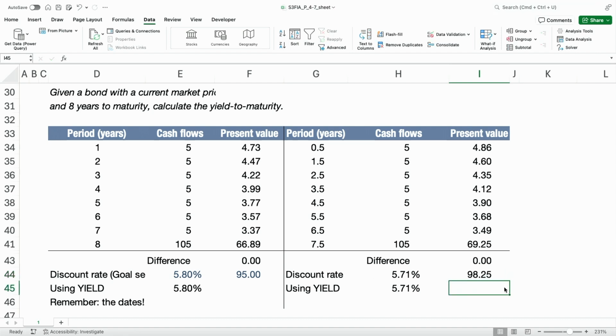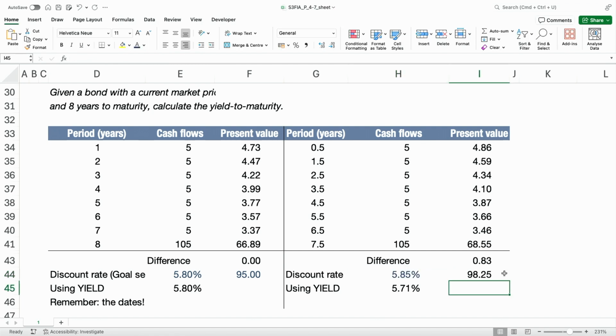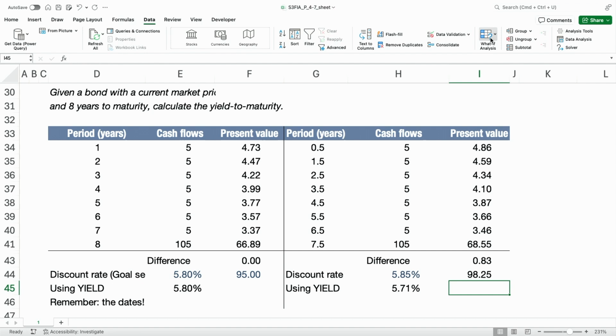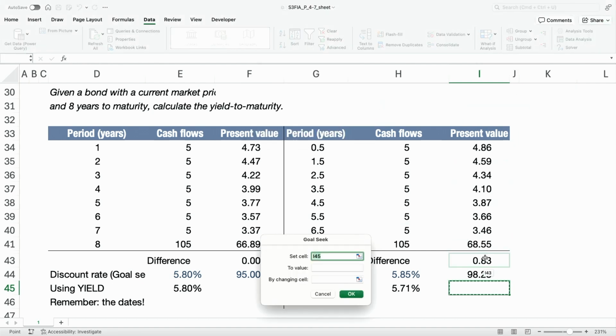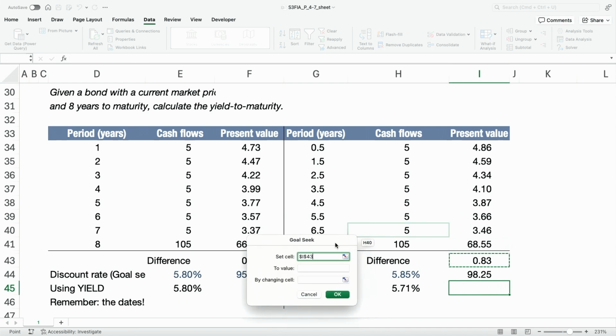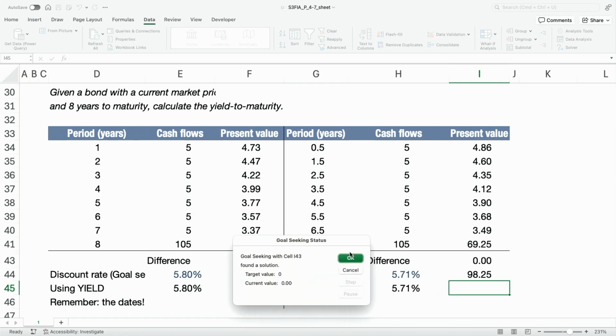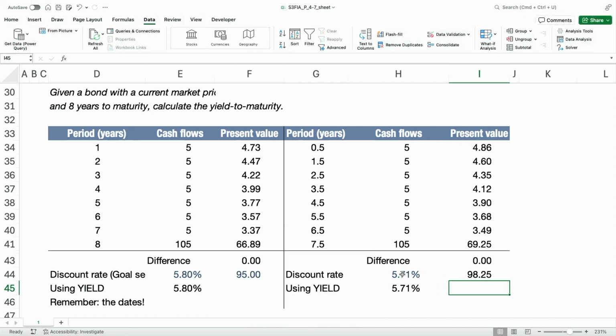We can repeat the same process as before. Again, I'll use an arbitrary discount rate, in this case 5.85%. And then we'll grab GoalSeek with Data, What If Analysis. The difference between the full price 98.25 and the sum in present value of the future cash flows will be set to 0, by changing the value in the cell containing the discount rate. We get 5.71%.